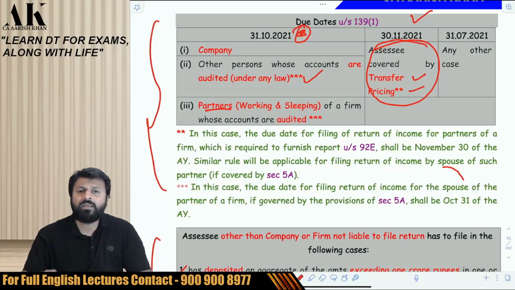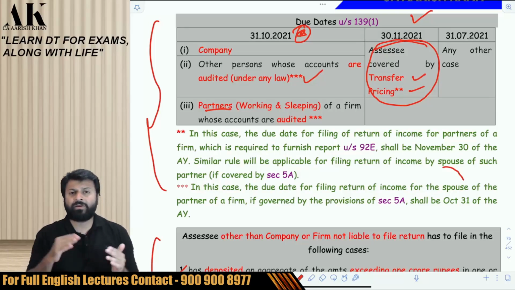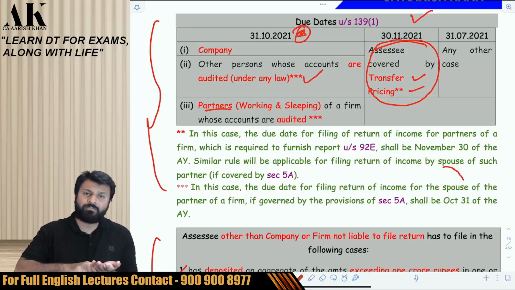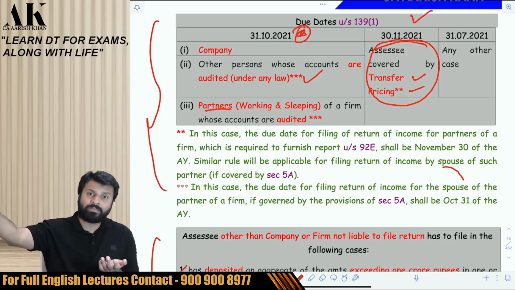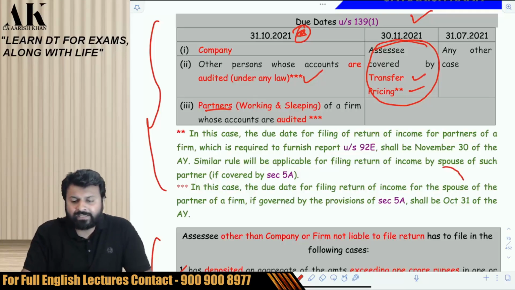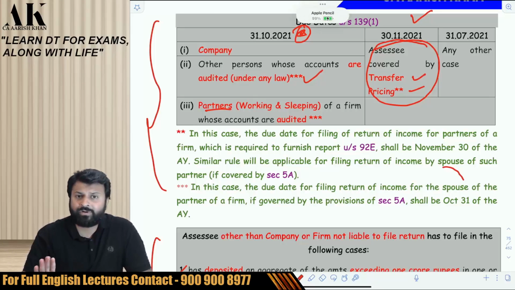from the partnership firm. Therefore, Finance Act 2021 made an amendment whereby it says that if a partnership firm has filed a return in November, that is, the partnership firm is liable for transfer pricing, then even the partners will be filing the return in what? In the month of November only, along with the firm.